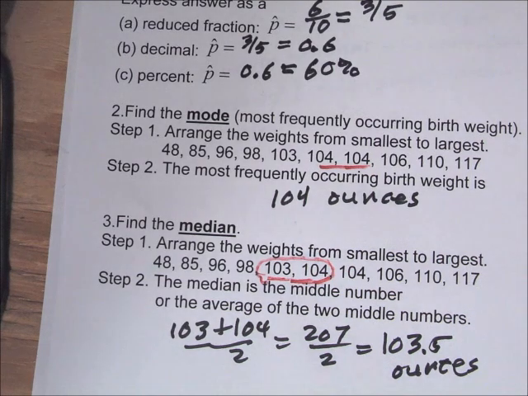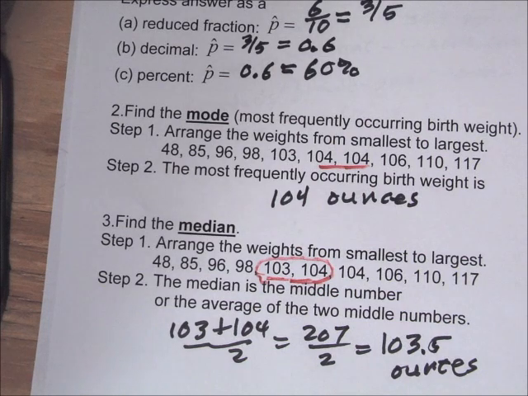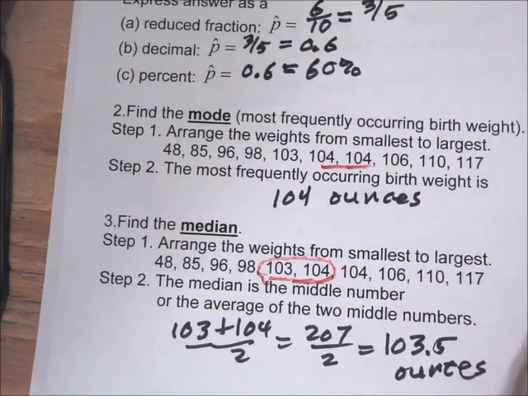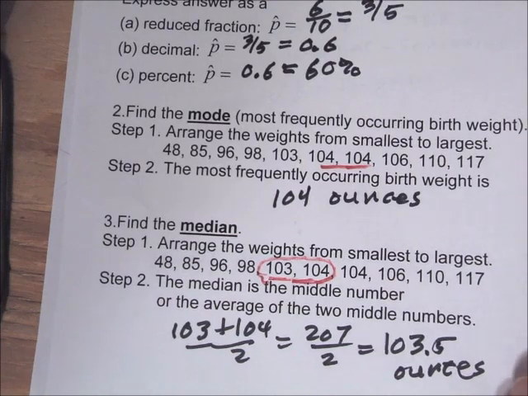The mode and the median are both measures of center. The median is more important than the mode. Probably the two most important measures of center are the mean and the median. They're both very important. So I'm going to do the mean next. We've done the median.